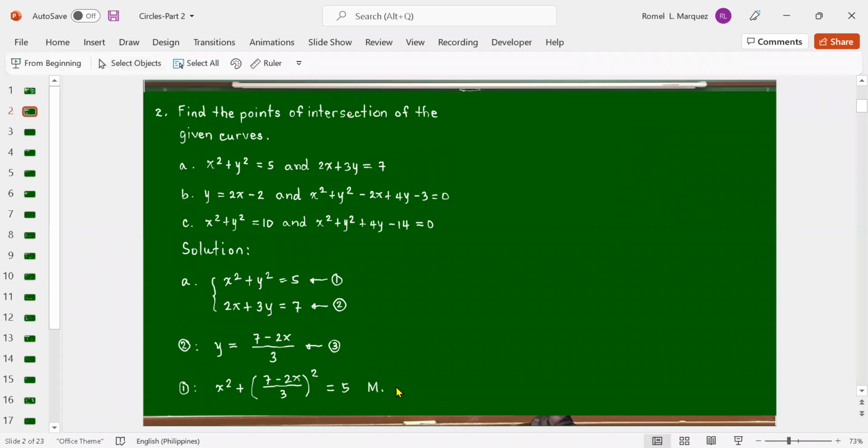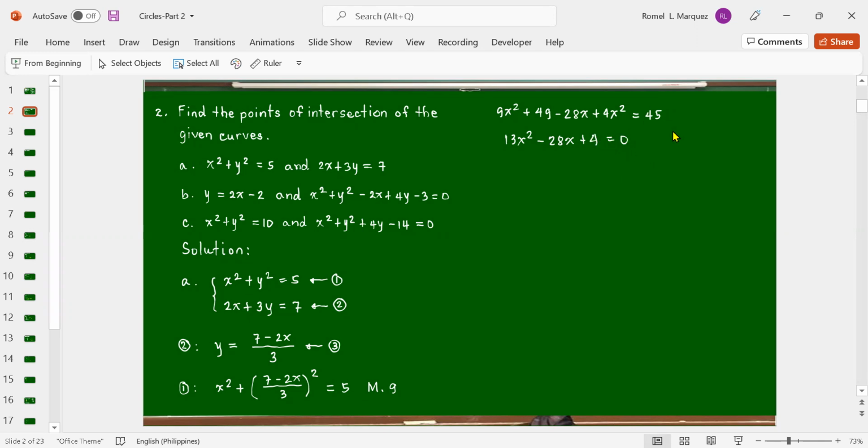Multiplying both sides by 9, we have 9x squared plus, the 9 here is canceled out with the 9 here. After expanding the numerator, we get 49 minus 28x plus 4x squared, and that is equal to 45. Okay? Simplifying the left side, we have 13x squared minus 28x plus 4, and this is equal to 0.